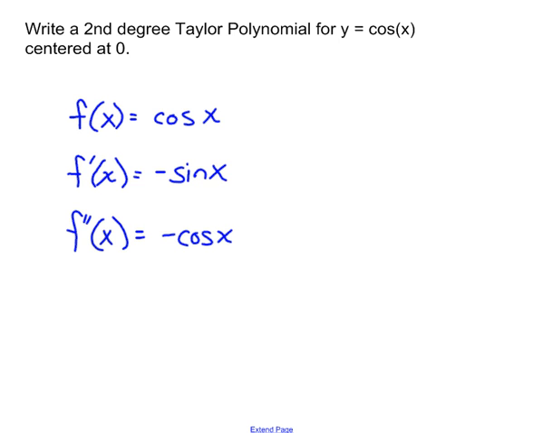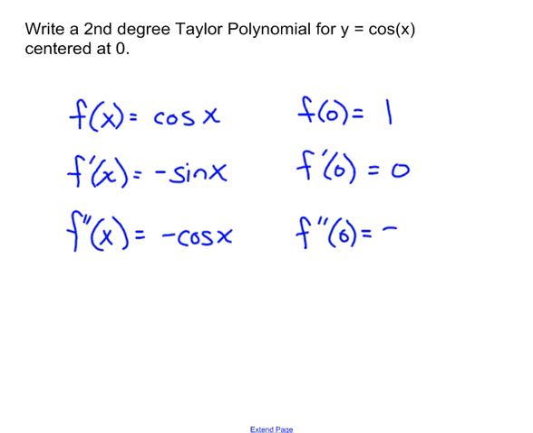Now for my polynomial, I need these values where the center is, and the center is 0. So now I'm going to evaluate these. f of 0 is the cosine of 0, which is 1. f prime of 0 is the negative sine of 0, which is 0, and f double prime at 0 is negative times the cosine of 0, which is 1. Now I have all my building blocks ready to write the second degree Taylor polynomial.